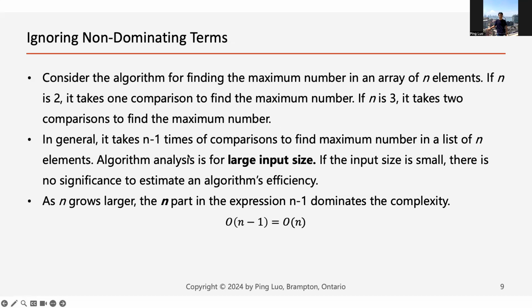So specifically it should be O(n minus 1), because we need at most this many comparisons. But again, if n is very large, n minus 1 is essentially n. So O(n minus 1) is O(n). So these are the two features we use to determine the complexity of an algorithm.